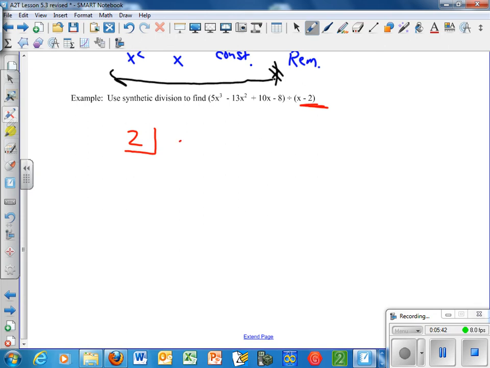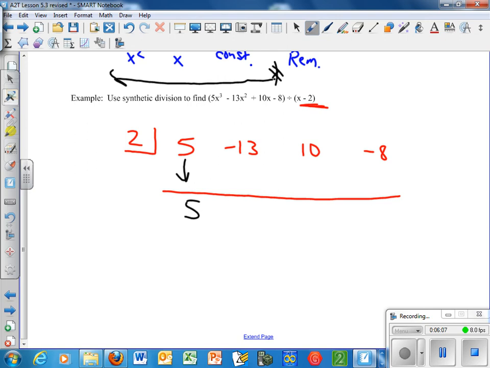So I've got 5 as my x cubed term, and then -13 as my x squared term, then my x term of 10, and then my constant of -8. Leave a line, because we have to write numbers above this line, so leave a little room there when you draw your line. So that's how you set it up. Drop your first number here, which is the 5. Multiply 2 times 5, which is 10, and that goes here.